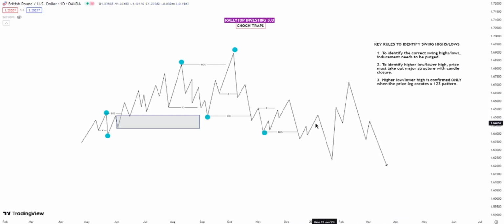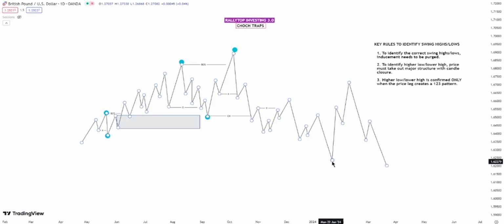So therefore, because it did not fulfill rule number 3, everything here is taken out. This is taken out. This is no more valid there. Your break of structure is no more valid there. Your low is no more valid there because the high was not valid. And therefore, price created this new low. For this new low to be valid, no, we have done this new low. Did we? Yes. So it created a new low here.